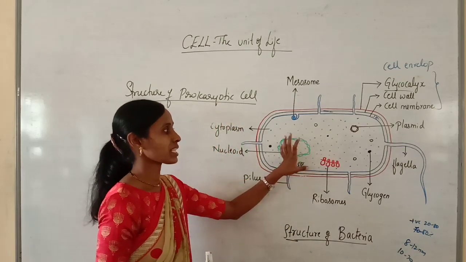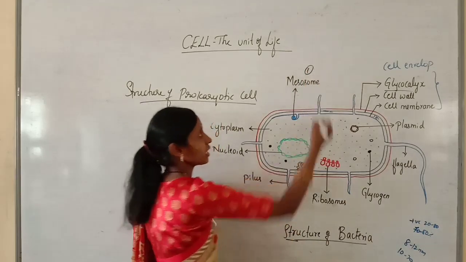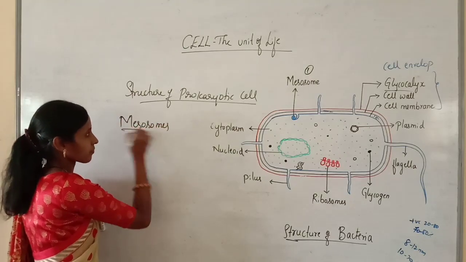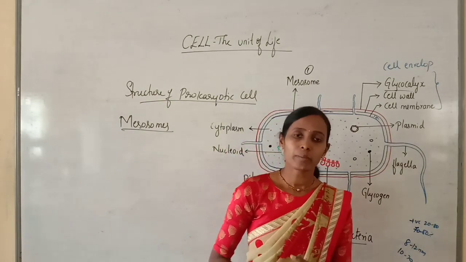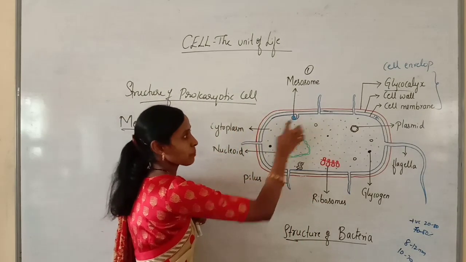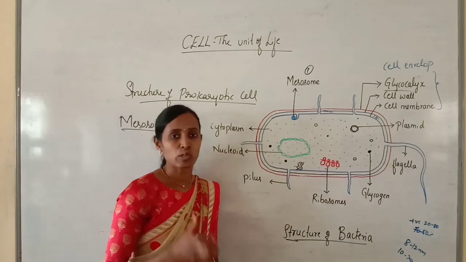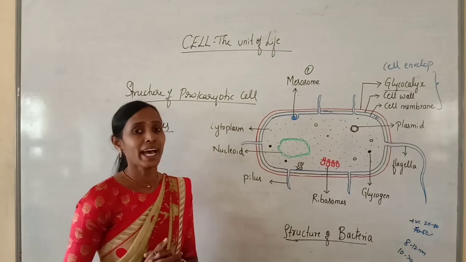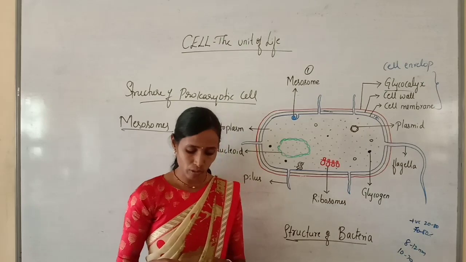Now we will see what are the structures which are present in the cytoplasm. First, we are going to study the mesosomes. What are mesosomes and what is their function? That is very, very important. Mesosomes are the membranous extensions or the inward foldings of the plasma membrane into the cytoplasm. They are very important for the prokaryotic cell because they take part in respiration.